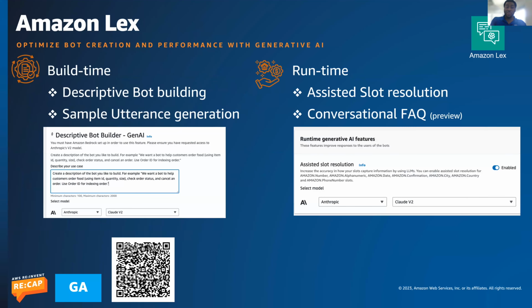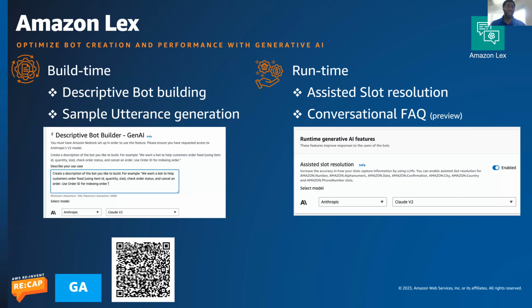Next, we have feature updates from Amazon Lex. And Amazon Lex is a service for building conversational interfaces into any application using voice and text. And so now you can utilize prompts and generative AI to be descriptive about bot building. It'll take that prompt and build a bot based on it, as well as you can use prompts to generate ideas for the intent that your users will have when they're interacting with this bot.